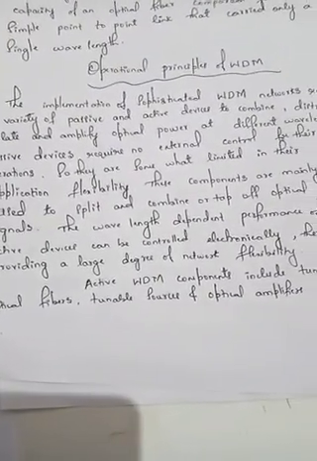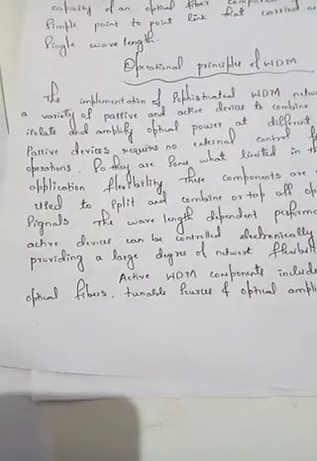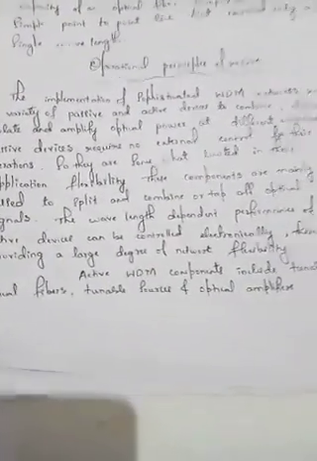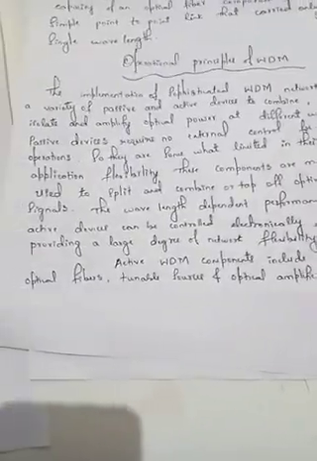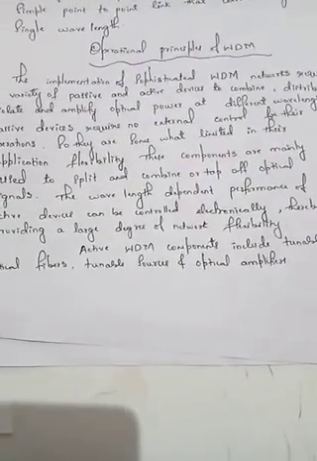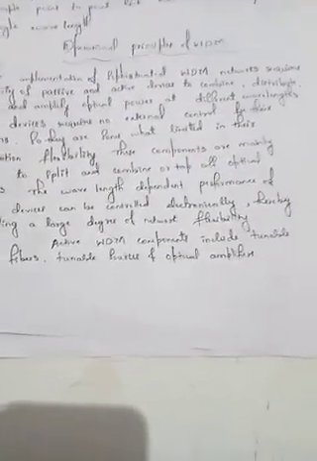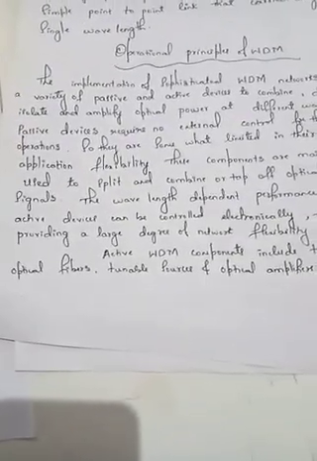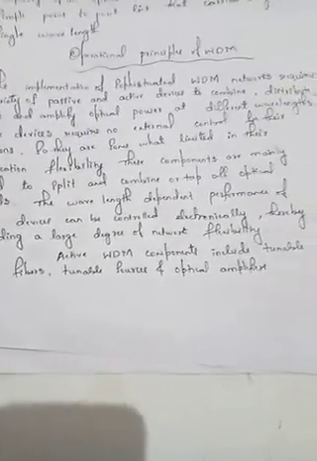The wavelength dependent performance of active devices can be controlled electronically, thereby providing a large degree of network flexibility. Active WDM components include tunable optical filters, tunable sources and optical amplifiers.